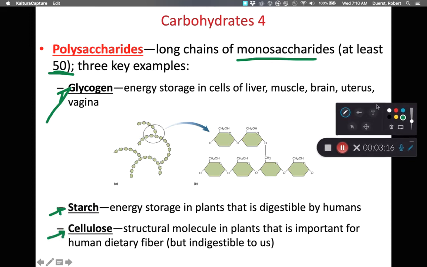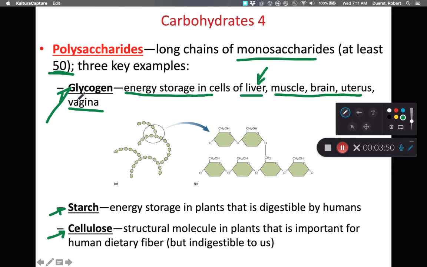So within our bodies, we as animals are going to use glycogen as our energy storage carbohydrate. So we can store energy in the form of this polysaccharide. Typically, we will store it in the liver, and from the liver we can break it down and send glucose to the rest of the body. We can also store glycogen in the muscle, brain, uterus, and vaginal tissues. But when we think of storing glycogen, I want you to primarily focus on the liver, because the liver can store it and release the glucose back into the bloodstream.